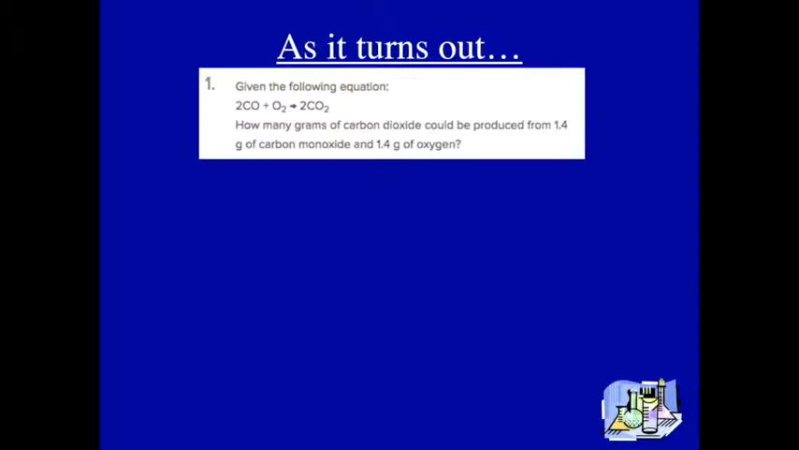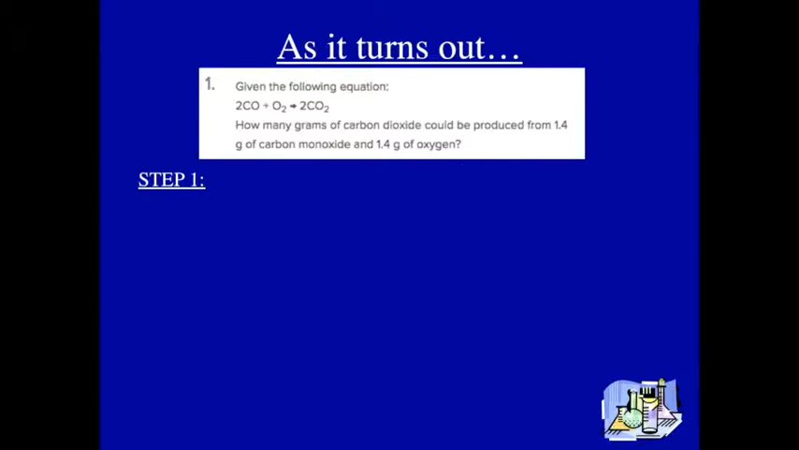Now, as it turns out, your first problem on the stoichiometry quiz was a limiting reactant problem. I apologize for that. I'm not sure how that got there. I usually do screen the questions a little bit better, but this did appear in a stoichiometry problem, although it wasn't with the unit on limiting reactant where it should have been. But looking at this equation, how many grams of carbon dioxide could be produced from 1.4 grams of carbon monoxide and 1.4 grams of oxygen?